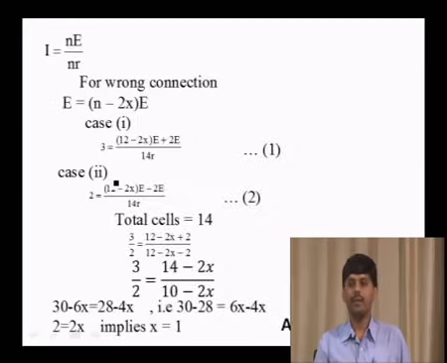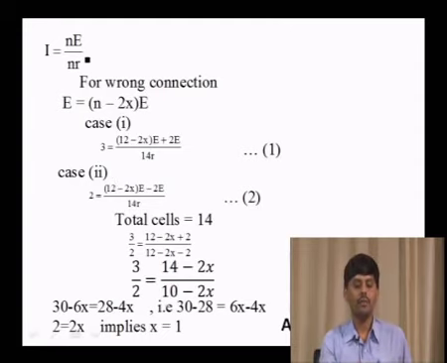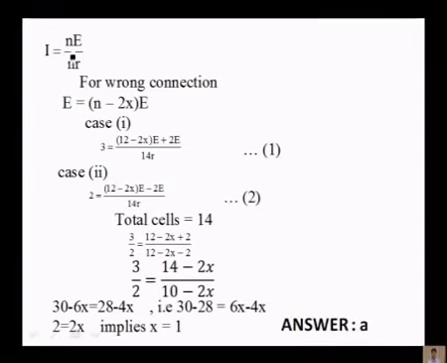See, this is the expression: I is equal to NE divided by NR. When there is no external resistance, it is short circuited, we have the expression I is equal to NE divided by NR. For wrong connection, how are we going to calculate the total EMF? That is E is equal to (N minus 2x) into E. Here N is the number of cells and x is the number of wrongly connected cells. E is the EMF of each cell.